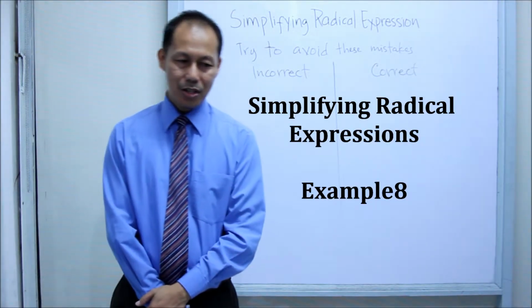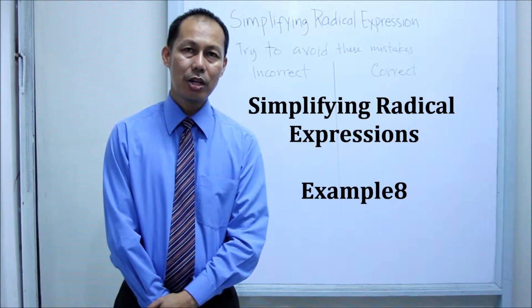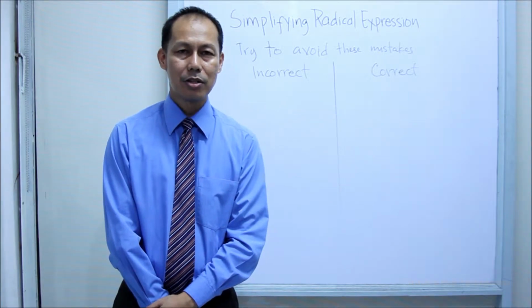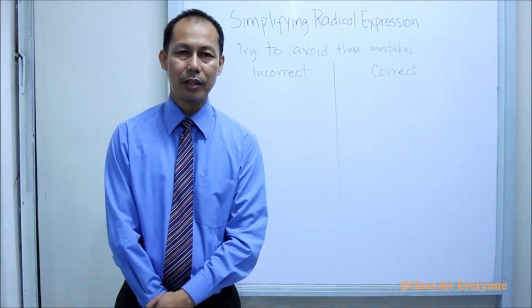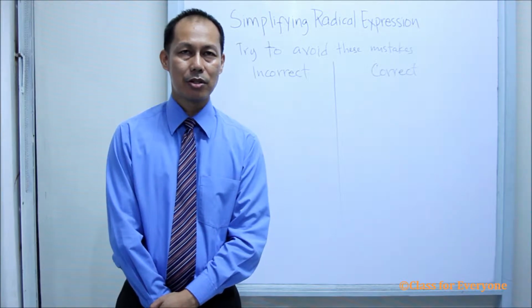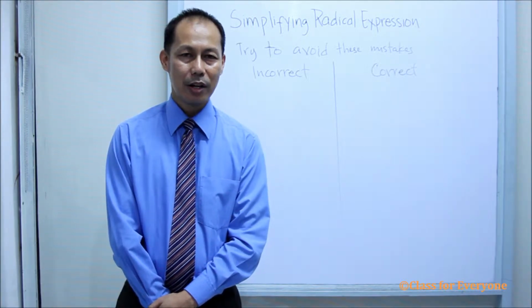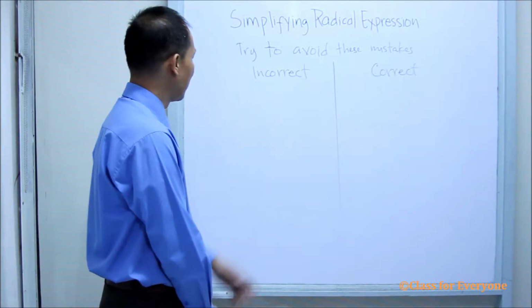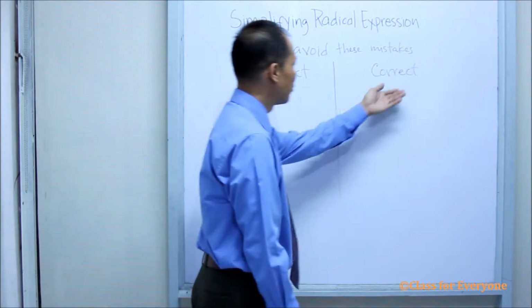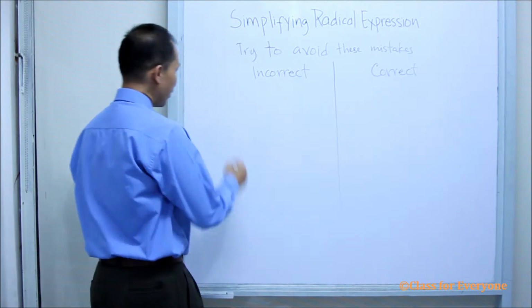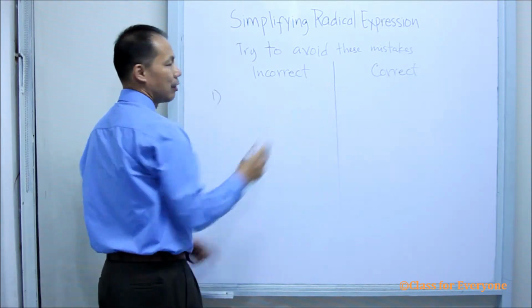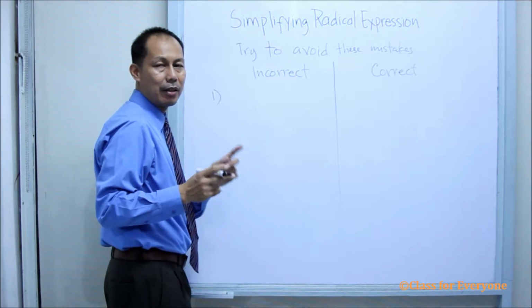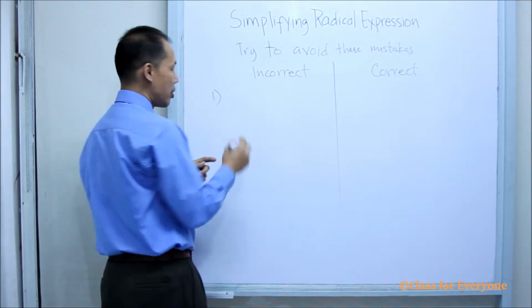Now, there are some common mistakes made by the students in simplifying radical expressions. And you must try to avoid these mistakes. An example of an incorrect simplification of a radical expression is this.